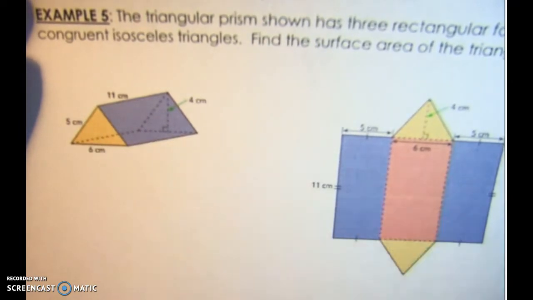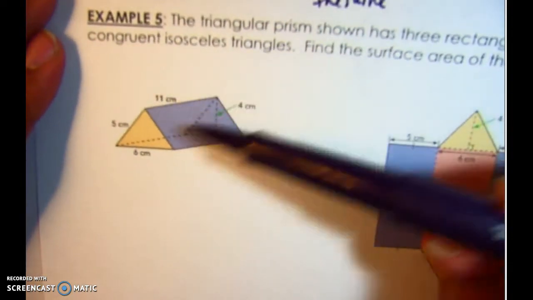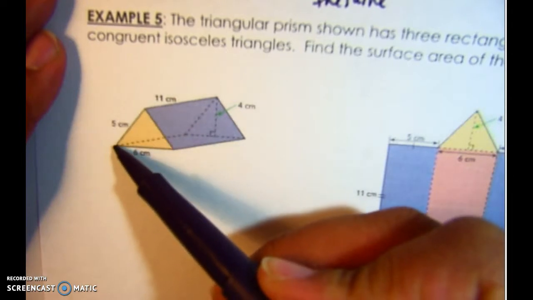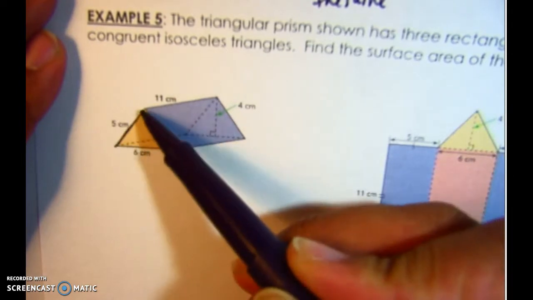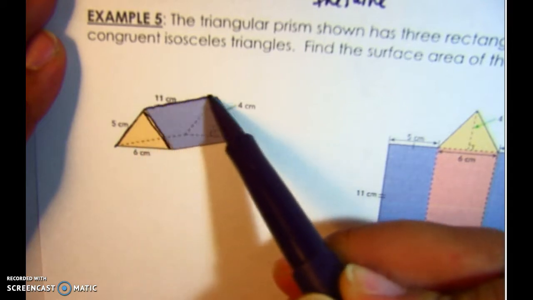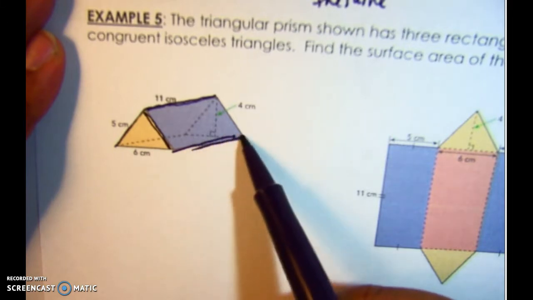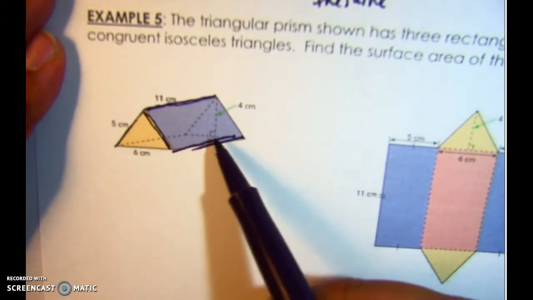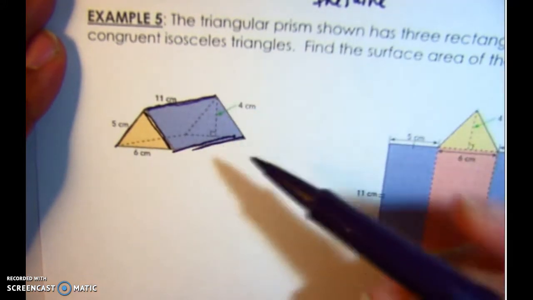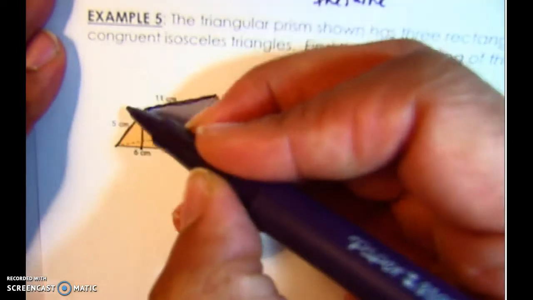Well, I can start anywhere I want to. I'm going to start with the base. And I see here, I have lots of different numbers. I have a 5, which is talking about this side, and also this side is 5. I have an 11 going across here, and also this is 11, right? And then 6 on the bottom here, 6 there, and then 4, this 4 is inside. It's the height of the triangle. So if it's 4 there, then it's 4 here.